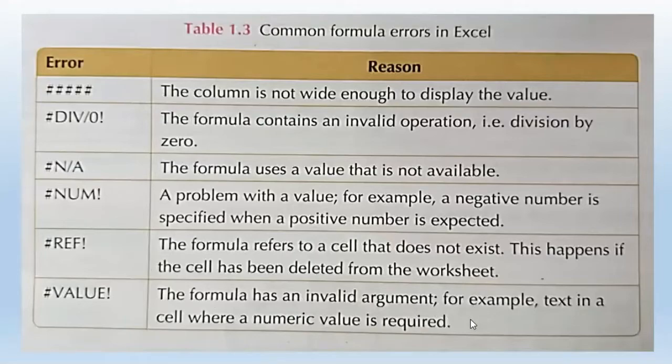Then we have #VALUE!, the type of error result which is shown when the formula has an invalid argument, for example, text in a cell where a numeric value is required. It means that we are giving a string value to a formula, but the string value is not required by the formula. The numeric value is required in the formula, so it will show this type of value error in your MS Excel worksheet. So these are very important points whenever you are creating your formula.